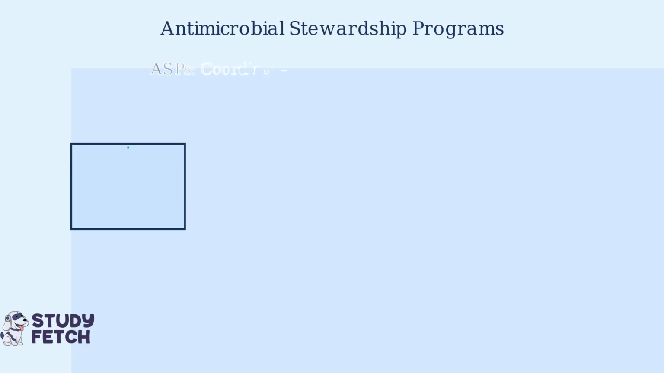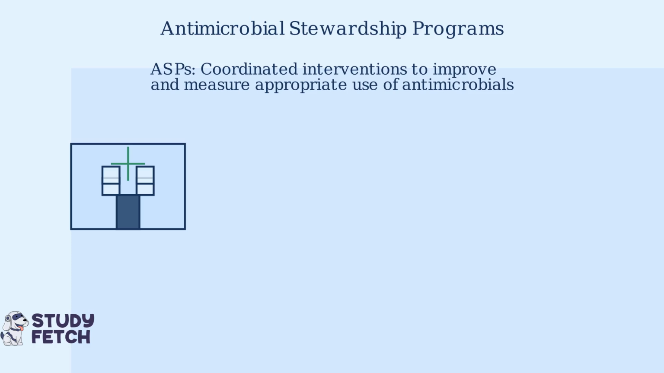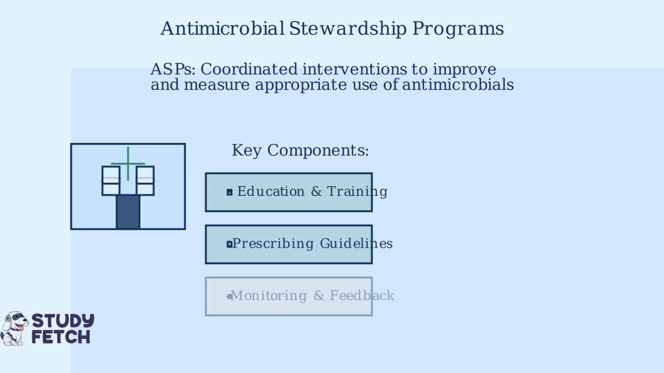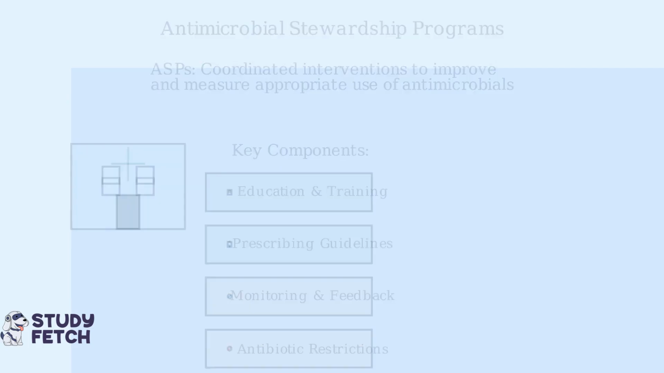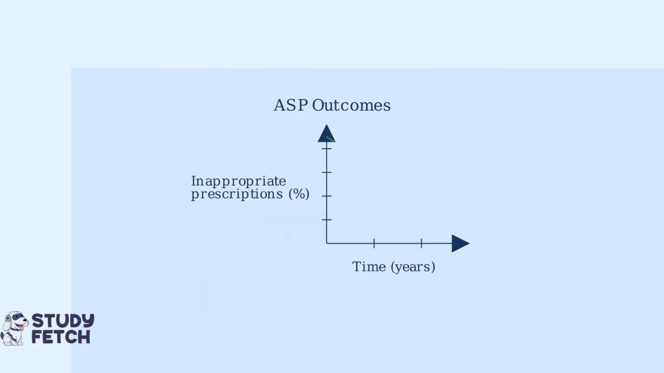Antimicrobial stewardship programs, or ASPs, are coordinated interventions designed to promote appropriate antimicrobial use in healthcare settings. These programs include several key components that work together to optimize antimicrobial prescribing. When properly implemented, ASPs significantly reduce inappropriate antibiotic prescribing, decrease antimicrobial resistance, and improve patient outcomes.